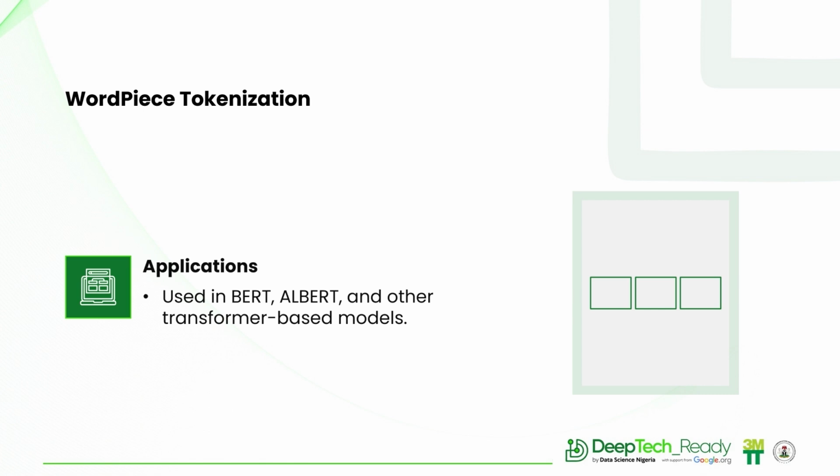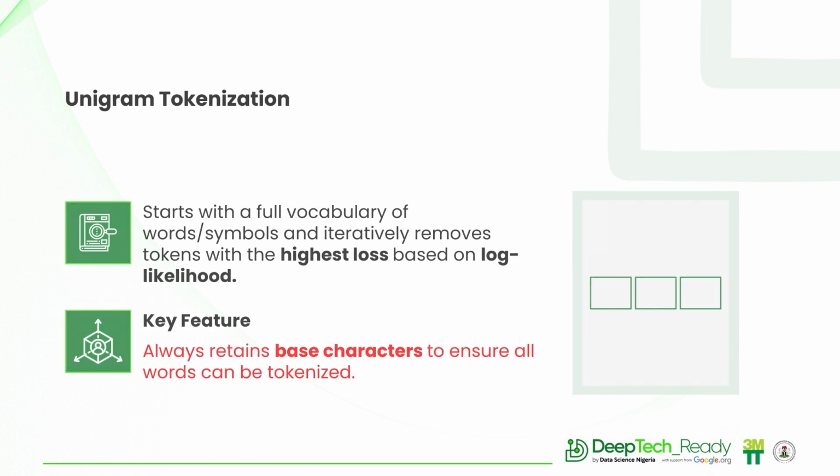Another subword level tokenization method is what we call unigram tokenization. It starts with a full vocabulary of words or symbols, and then iteratively removes tokens with the highest loss based on log likelihood. Its key feature is that it always retains base characters in order to ensure that all words can be tokenized. Another subword level tokenizer is what we call SentencePiece.